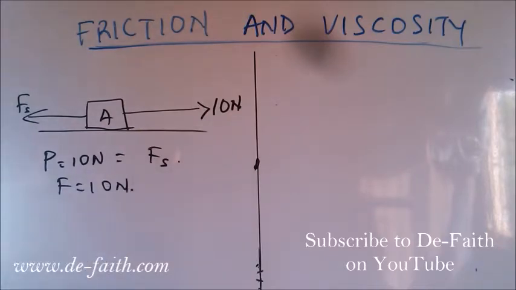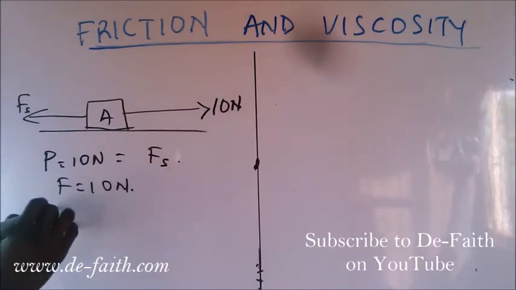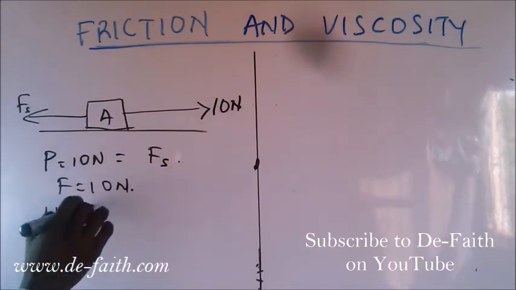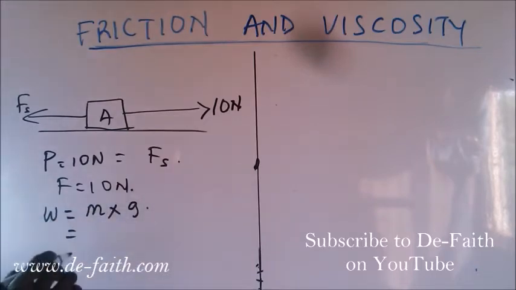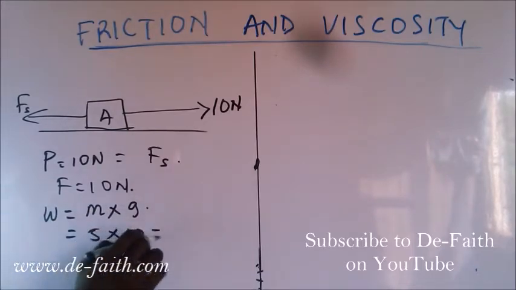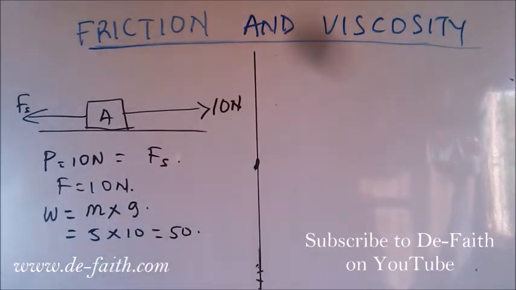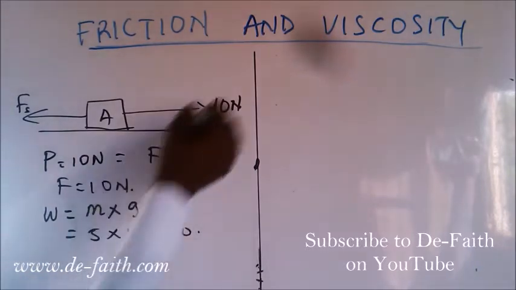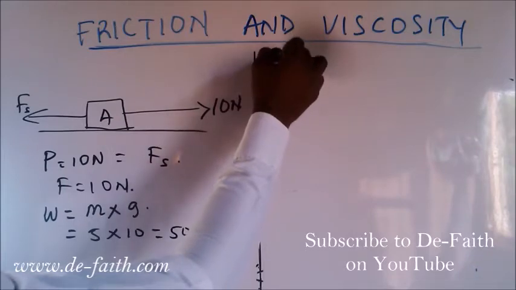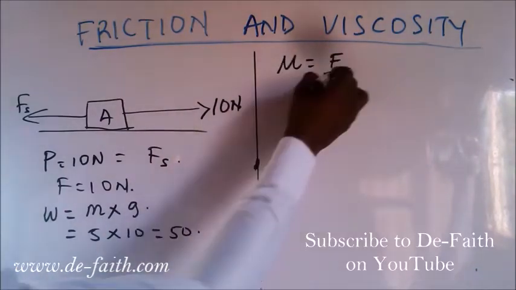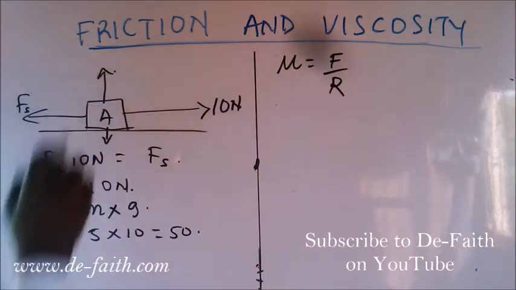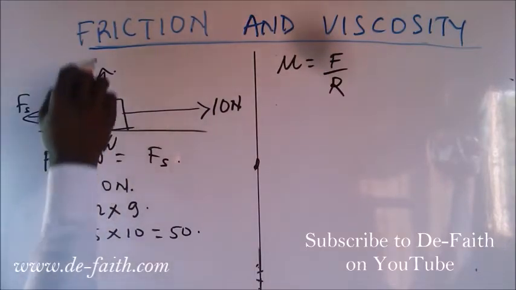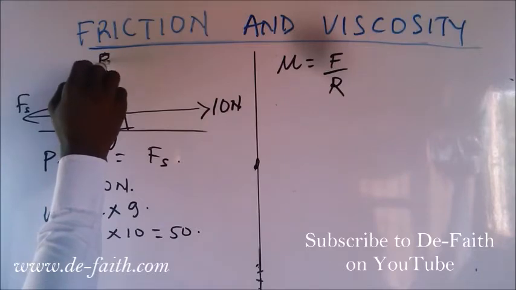And we're told that the body has a mass of 5 kg. So we have it that our weight is equal to mass times acceleration due to gravity, mg. M is 5 times 10, that gives us 50. We're told to find the coefficient of static friction. So in this case, coefficient of static friction is equal to F over the normal reaction. So we have a weight here and we have a normal reaction here, and the weight is equal to the normal reaction.